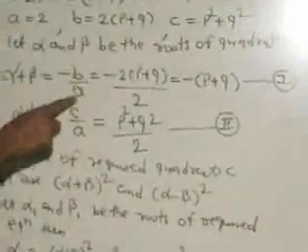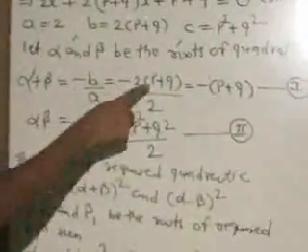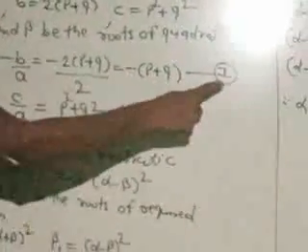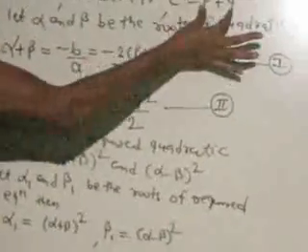Find the two values. We use that formula, alpha plus beta equal to minus b upon a, minus 2 into (p plus q) upon 2, 2 to cancel, minus (p plus q). Equation 1. Alpha beta equal to c upon a, (p square plus q square) upon 2. Equation 2.